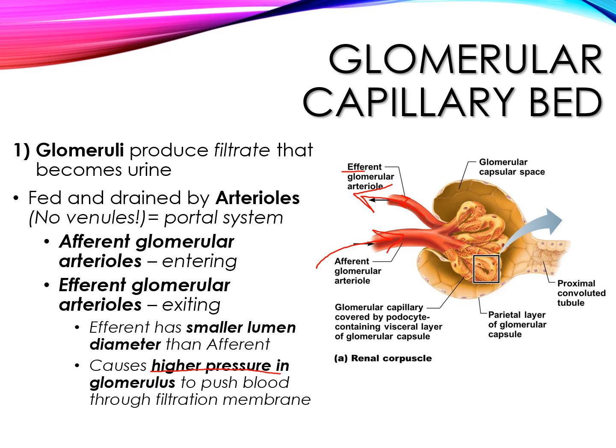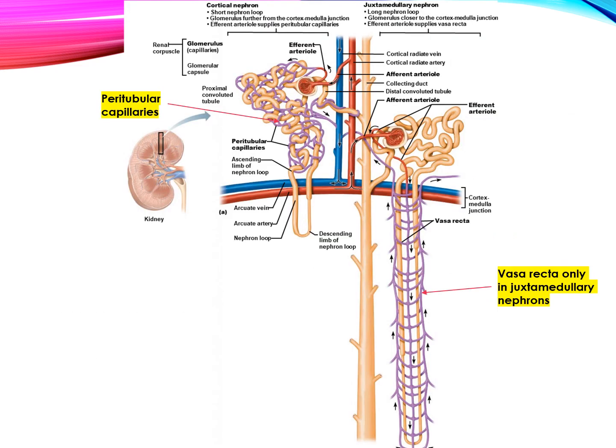That increase in pressure, the higher pressure system in the glomerulus, is actually going to push the blood through that filtration membrane. Remember we said we have our 3 layers in the filtration membrane. Well, how do you get the filtrate to cross the filtration membrane, right? You have to push the blood through, and that high pressure system in the glomerulus is how you're going to do that, which is caused by that smaller efferent arteriole.